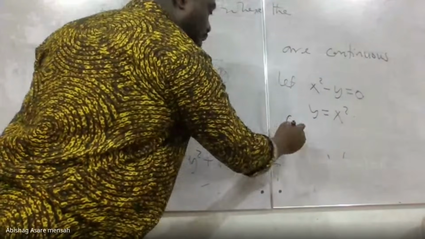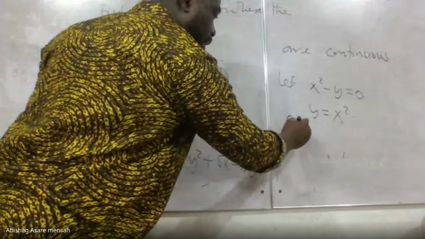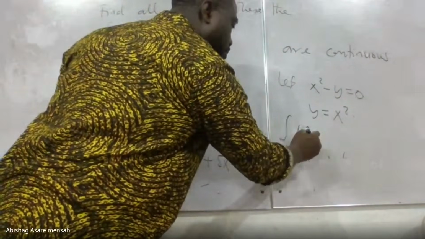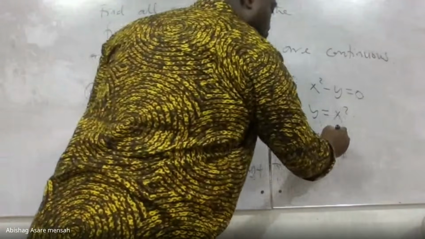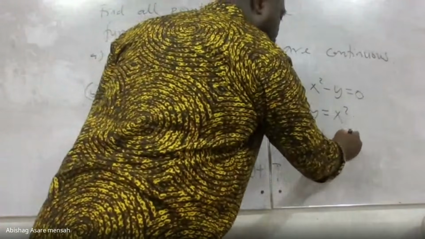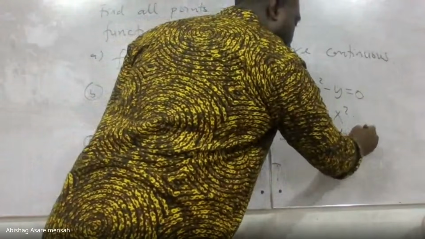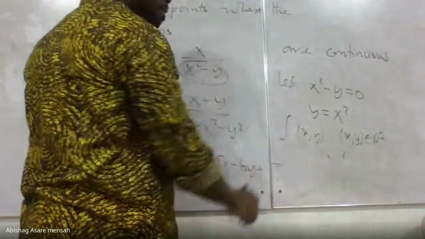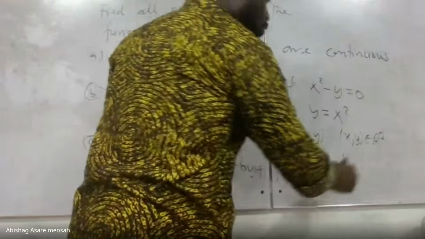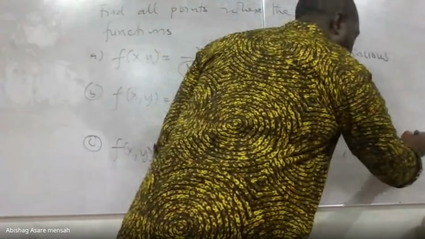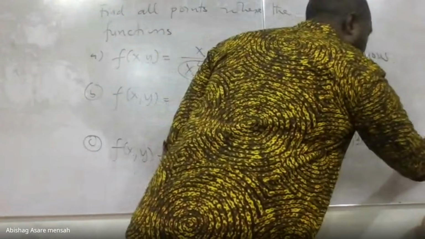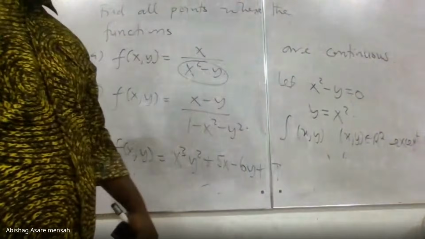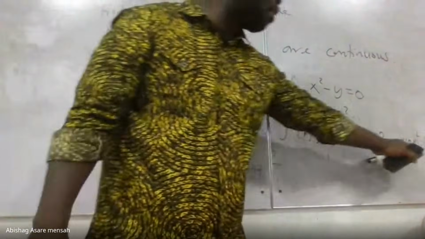So the points will be x and y. I said that x and y belong to all real numbers, except y equals what? X squared. So we accept all numbers except y equals x squared.